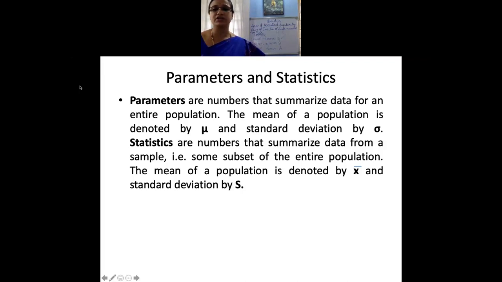Now, the second important thing you need to know is about these parameters. The parameter for the mean of a population is denoted by mu, and the standard deviation for the population is denoted by the standard deviation symbol. Now coming to the sample: the sample mean is denoted by x bar, and the standard deviation for the sample is denoted by S. This is all you need to know.